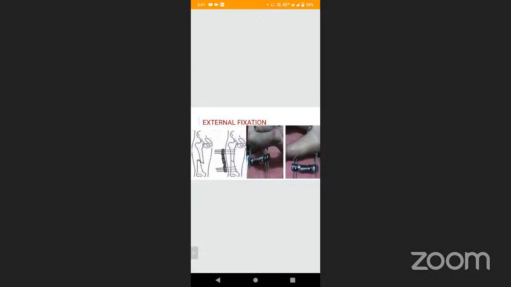Actually, a class should be a pedagogical one. There should be interaction from you also. Here I am just blabbering, and I don't know whether you people are listening or not. Can somebody respond? This is actually preliminary orthopedics. External fixation is given in which type of fracture?